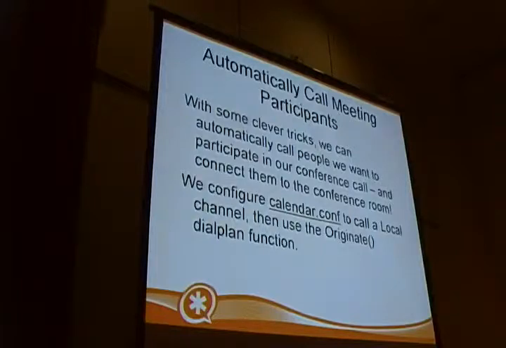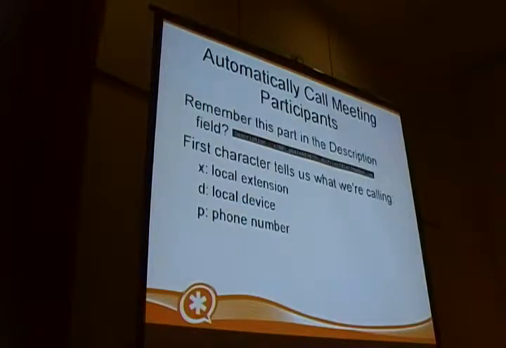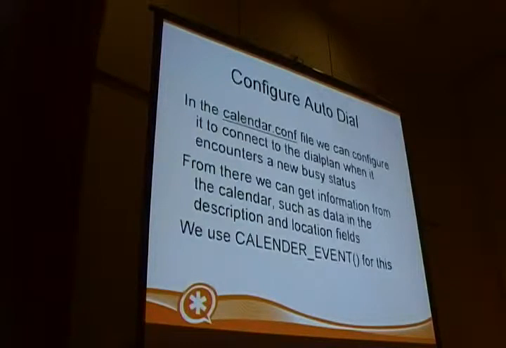So something I came up with because I've been meaning to do it and I wanted to because I thought it'd be fun would be to have the system automatically call participants. So this line here in the description where I set X100 for dial an extension, P to call a phone number, or D for a device, which is just on my local system, I basically set the first character so that I could tell what I was going to call.